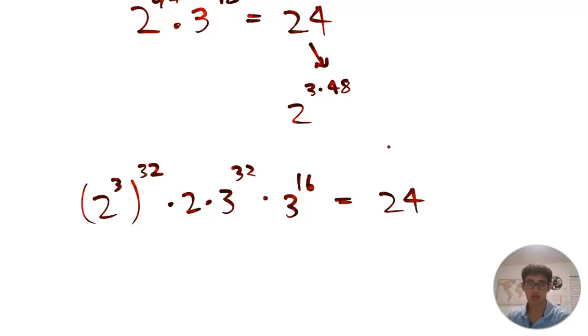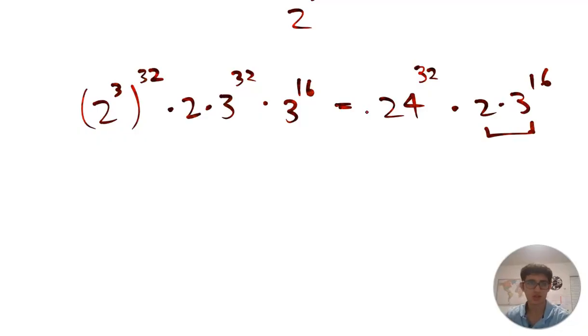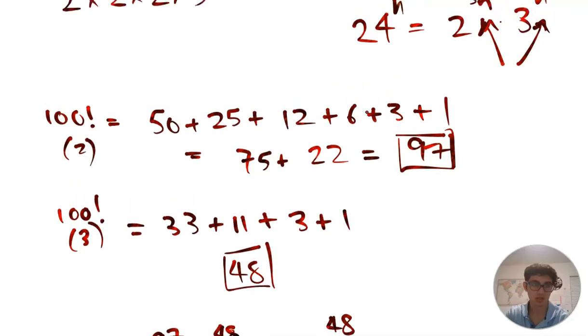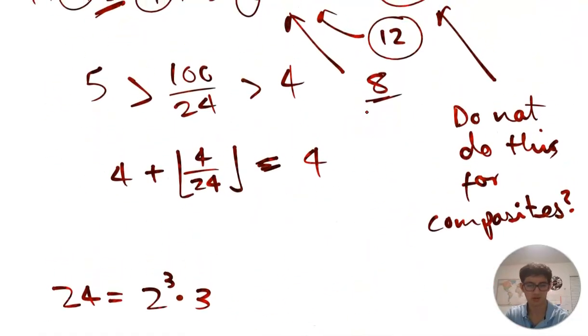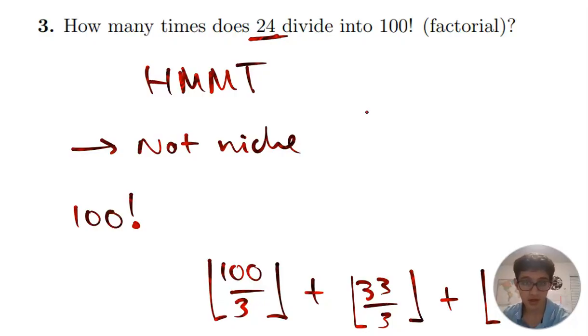And then you could write this as 24 to the 32nd times 2 times 3 to the 16. You can see clearly that you're not going to get another factor of 24 in there. And so this gives you your desired answer, which is of course just 32. And just like that, you have solved question 3 in about 2 minutes. Okay, a little bit more than 2 minutes, granted. But yeah, very, very common strategy.